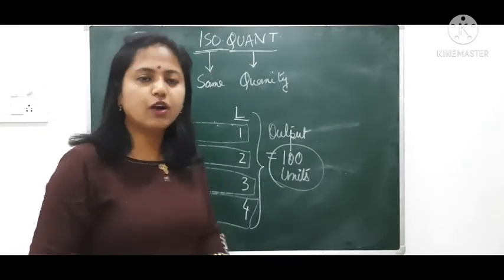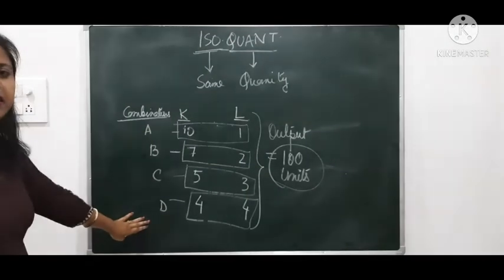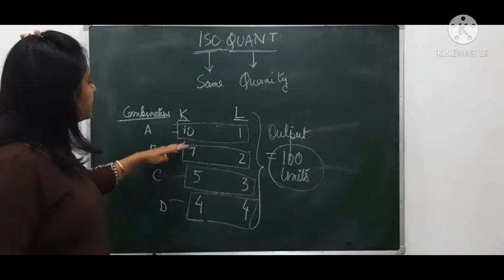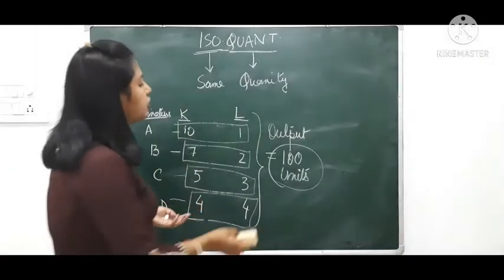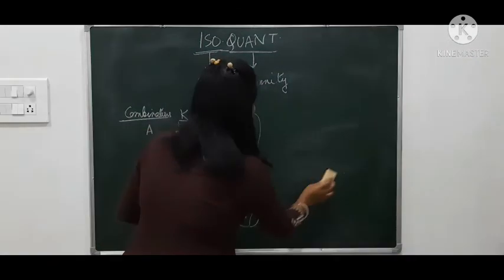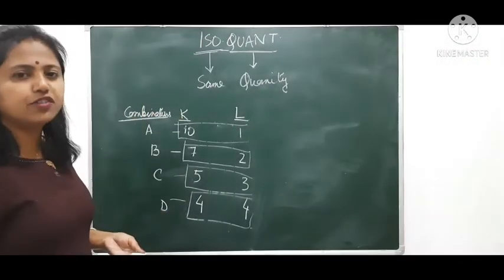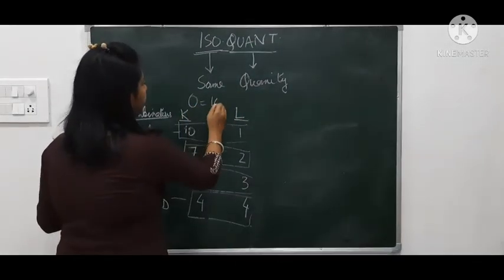Now this means what? These combinations can produce 100 units. Whether you go for this combination or this one, it can produce 100 units. The producer is indifferent. The producer does not have any choice. He cannot make a choice because all of these give him the same amount of output. So our output is equal to 100.